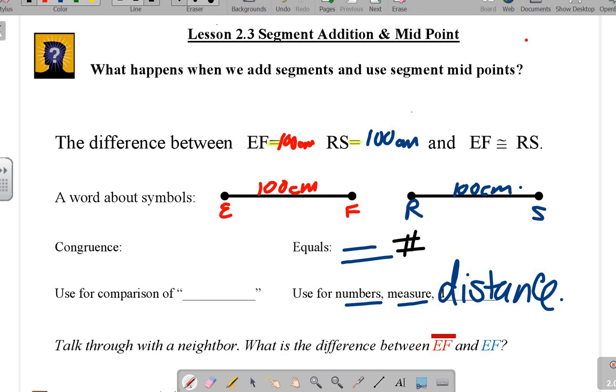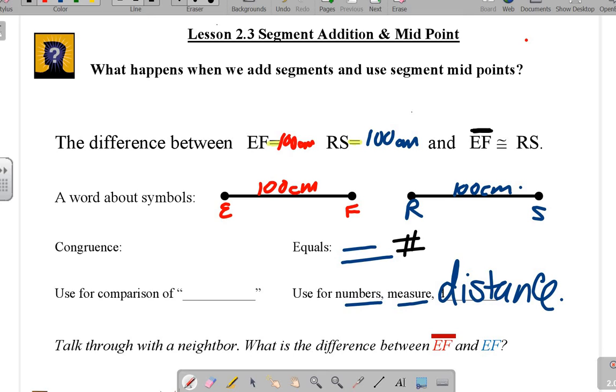Now, if I want to talk about the physical sticks themselves, I put them right next to each other. They are the exact same length. So I want to talk about stick to stick, thing to thing. Say thing to thing. Out loud. If I want to compare things, we use this lovely symbol called a congruent symbol. And you go like this.